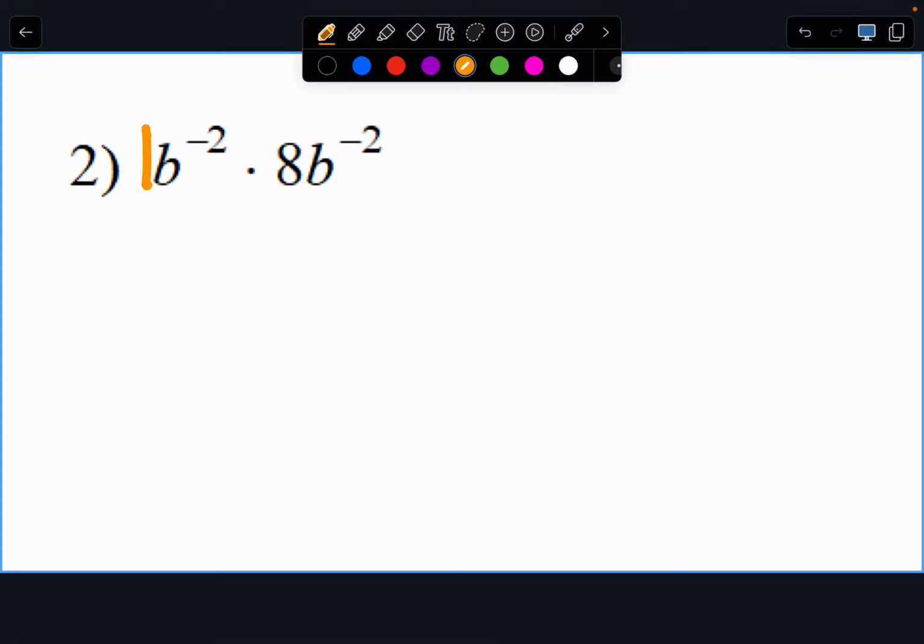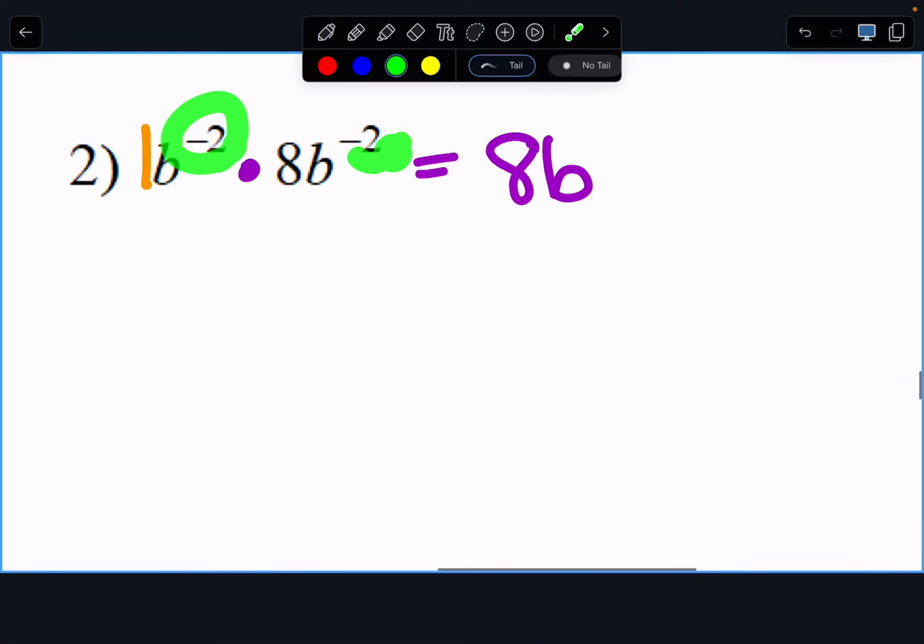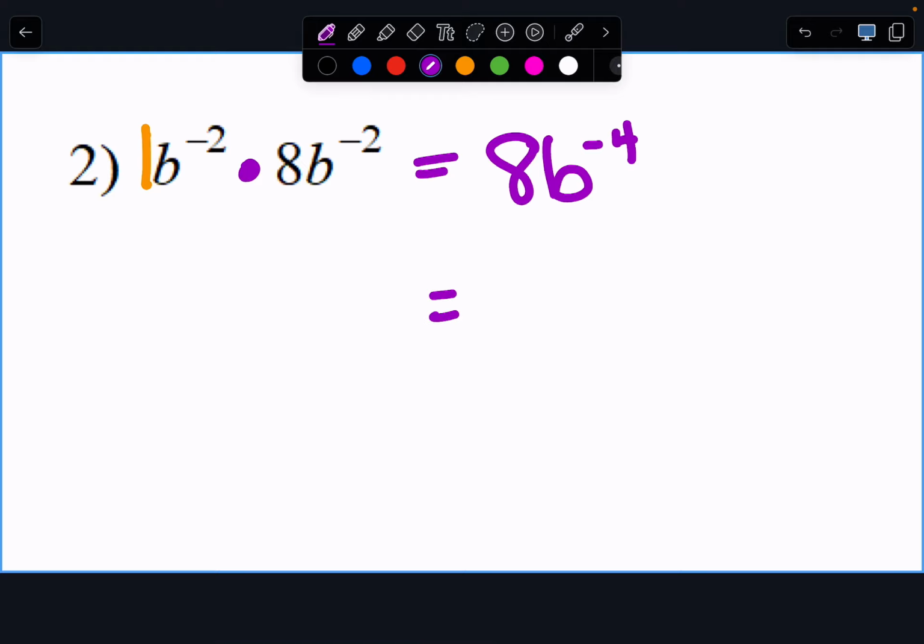There's an invisible 1 in front of b to the negative 2. So what do we do with 1 and 8? We are normal. 1 times 8 is 8. But then what do we do with our exponents when we multiply? Okay, what is negative 2 plus negative 2? Negative 4. Can we leave our answer as 8b to the negative 4? Okay, who has the negative? Just the b. The 8 does not need the attitude adjustment. Just the b to the 4th.